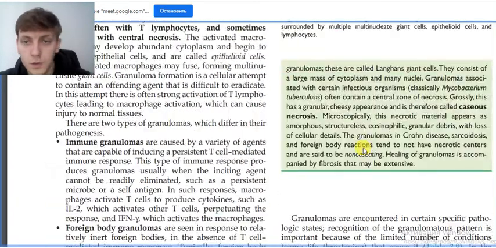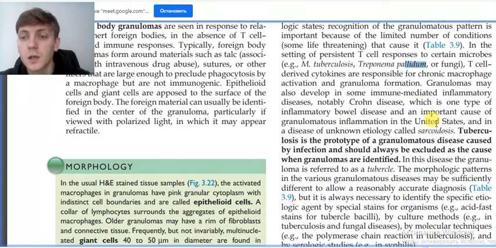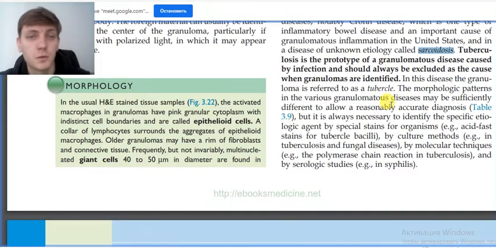Granulomas are encountered in certain specific pathologic states. Recognition of the granulomatous pattern is important because of the limited number of conditions that cause it. In this setting, it's Mycobacterium tuberculosis, Treponema pallidum, which causes syphilis, and fungi. A lot of fungi are responsible for this. Also, chronic inflammation caused by the autoimmune disorder known as sarcoidosis, which sometimes resembles tuberculosis, but without the tuberculosis appearance.